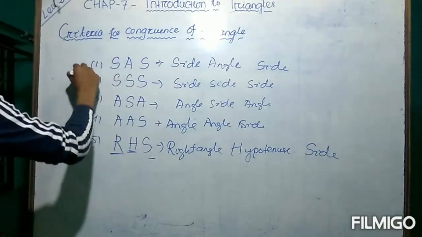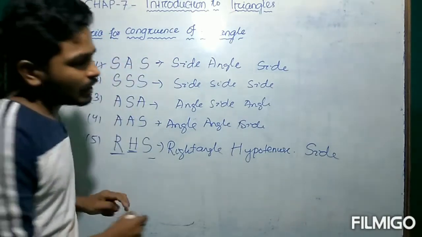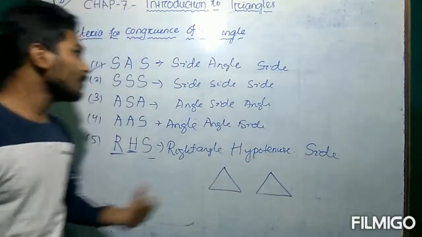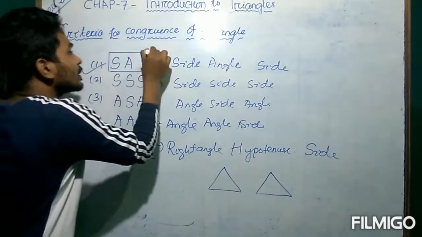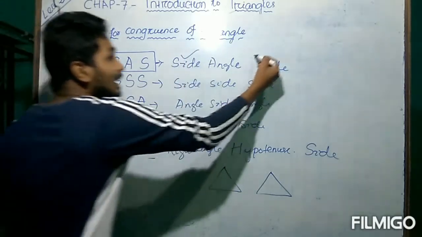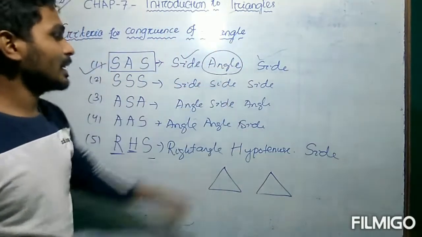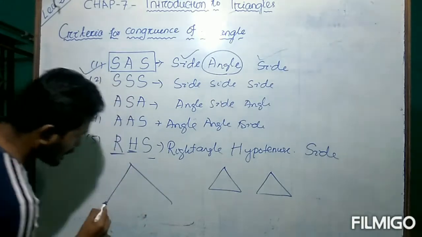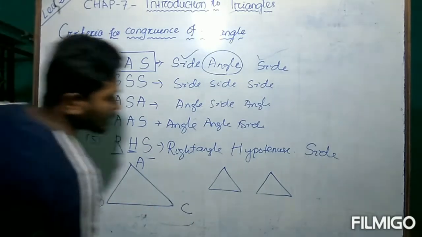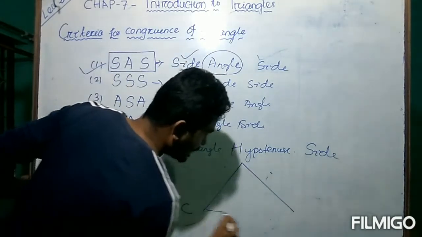So considering the first criterion, two triangles will be congruent if they follow this condition. Which condition? This condition: side, then angle, then side. In between two sides there is an angle. What is the meaning of this? See, suppose it is a triangle ABC. Now there is another triangle DEF.